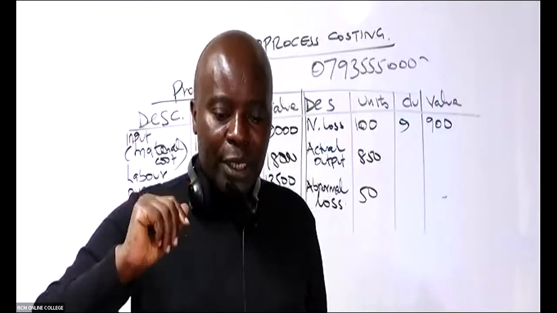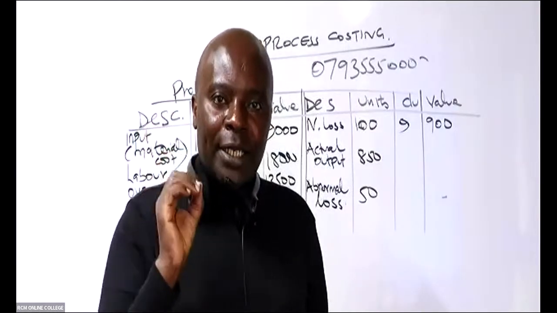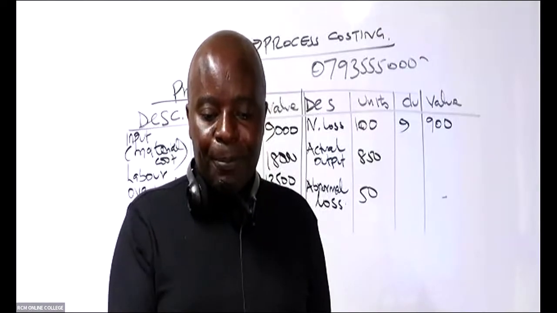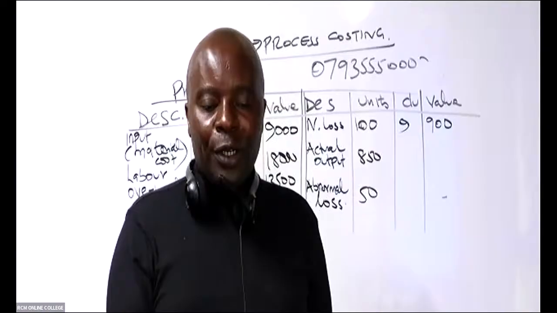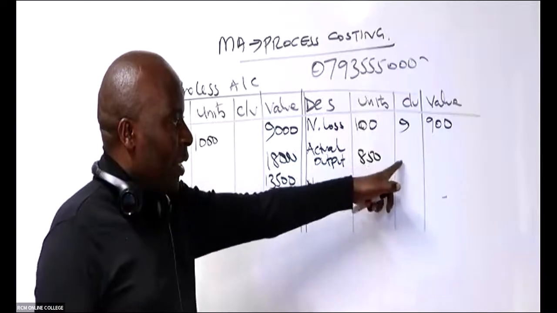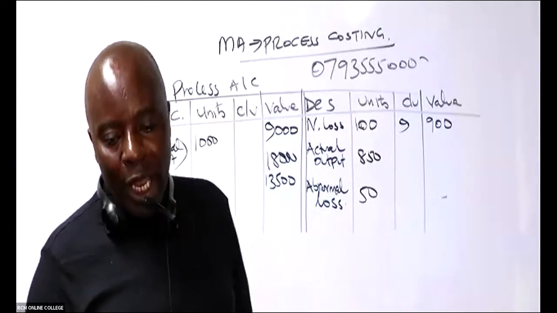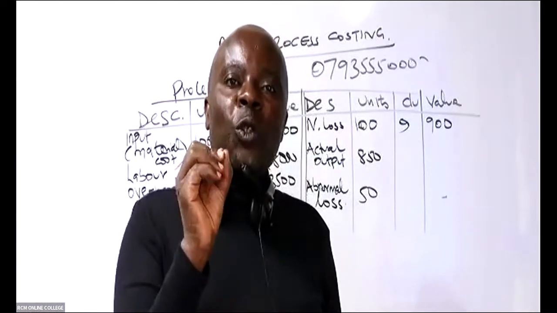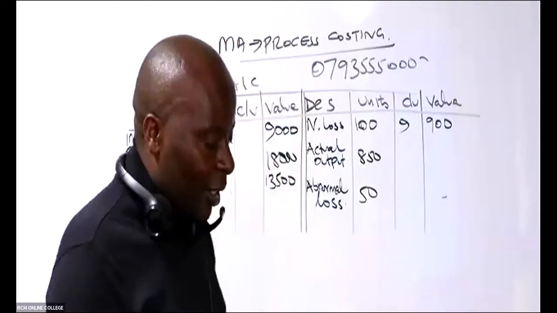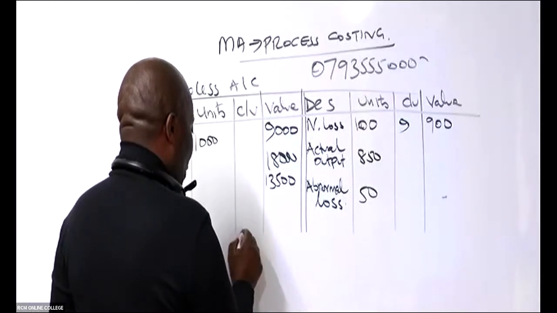I'm able to remember something: abnormal loss, just like abnormal gain, shall always be valued at the same amount. We value our good units, which carry the cost over the actual output, at the same cost. The cost you'll have here is the same cost you'll have here. So for the abnormal loss and the actual output valuation, you must use a process cost per unit formula. Ladies and gentlemen, are you able to remember the formula for process cost per unit?